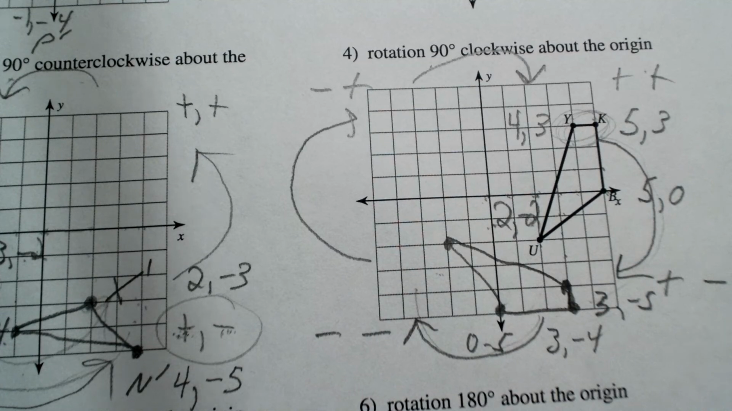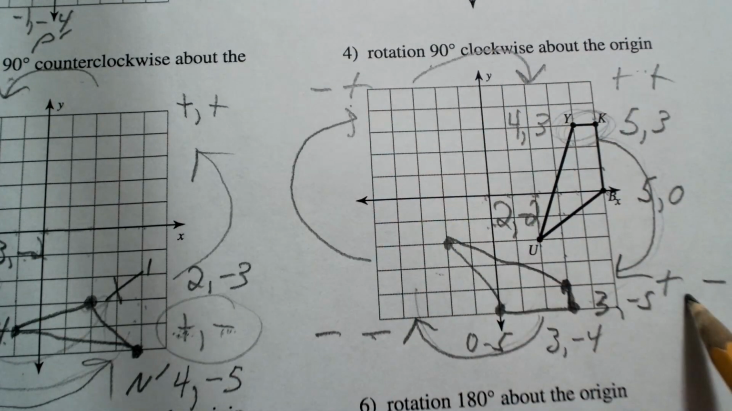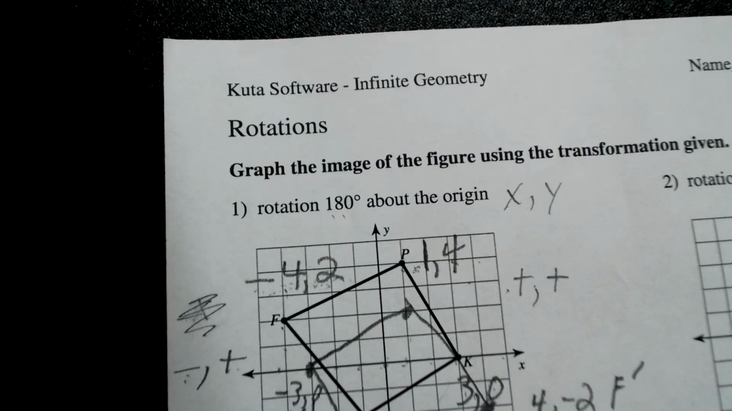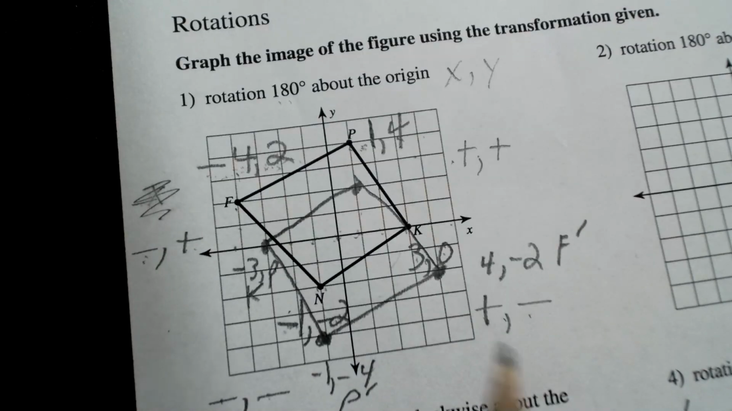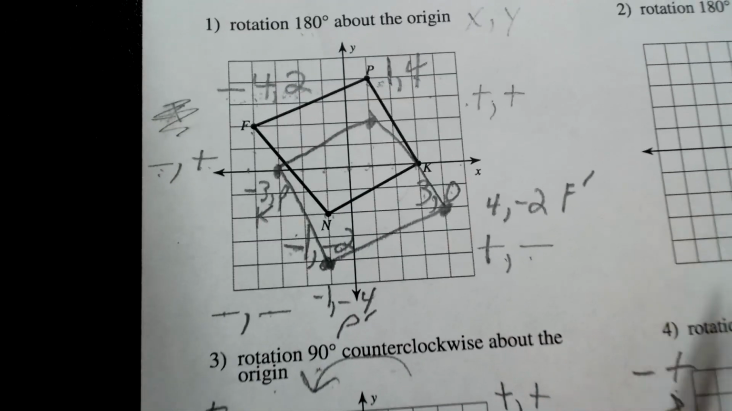So again, 90 degrees, you switch your values, and you turn it to the next quadrant, and you see, are they positive or negative in that quadrant? 180 degrees is you flip there, you keep the numbers the same, but you just change the positives to negatives and the negatives to positives.